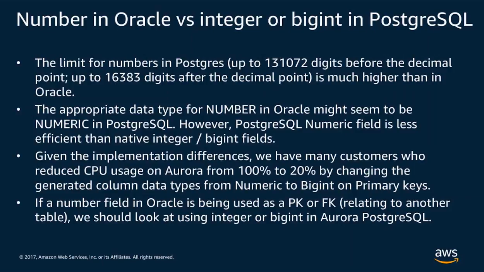So the appropriate data type for number in Oracle might seem like numeric, but the numeric field in Postgres is less efficient than the native integer or bigint fields in Postgres. Our recommendation is, if you're using the number data type in Oracle as a primary key or a foreign key, it is going to be better suited as a bigint or an integer on the target Postgres instance as opposed to a numeric. We've worked with multiple customers where we reduced the amount of CPU being used in Aurora Postgres from 100% to 20% because we made that change. So it's very important to understand that numeric is completely different from the way number actually works in Oracle.